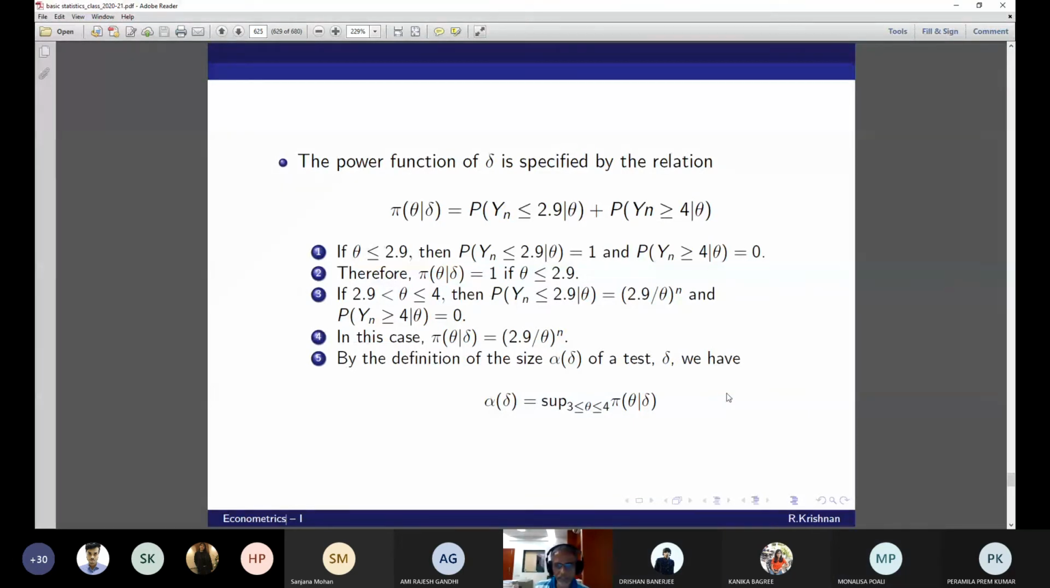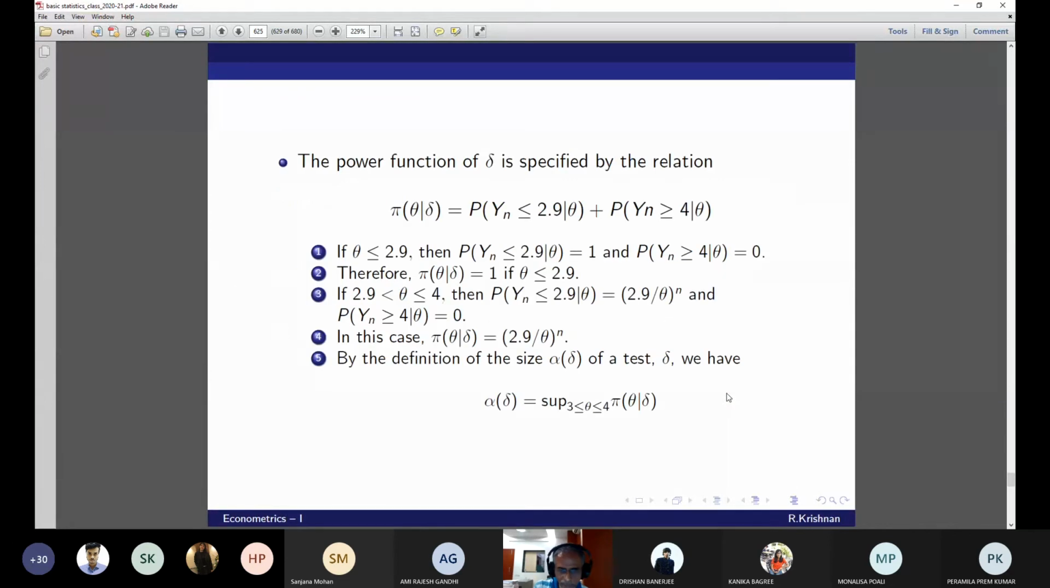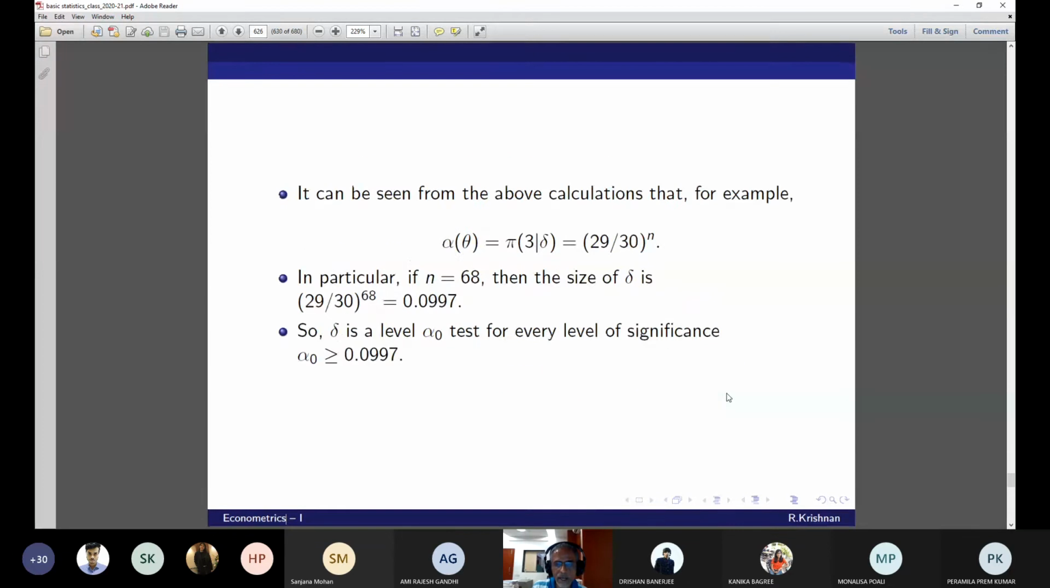When will you get the maximum? For theta equal to 3. To understand that, 29 by 30, I'm having here 2.9 by theta is the 1. When will you get this? You'll get this because our hypothesis is 3. We're starting from 3. Now 3 by delta. What will be 29 by 30? It will be 0.997.